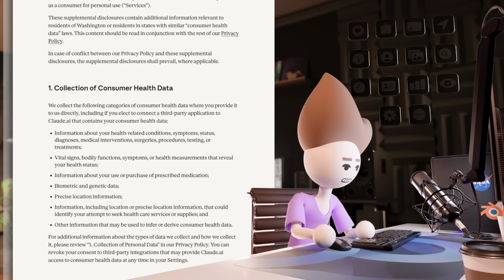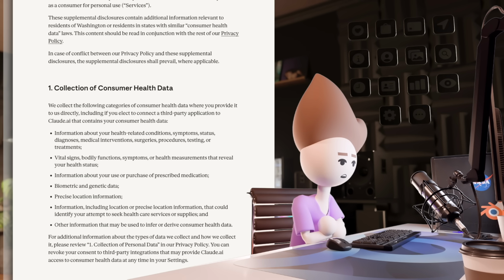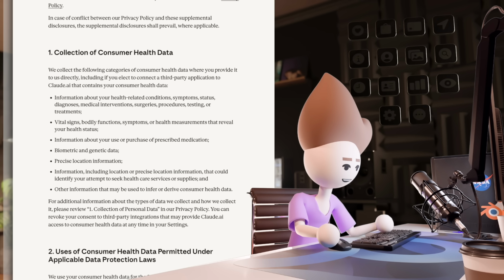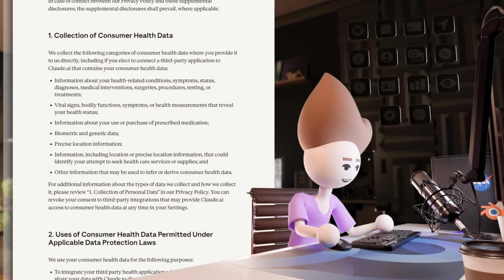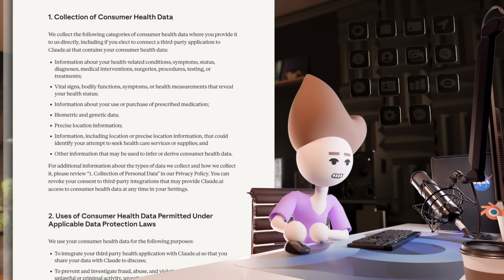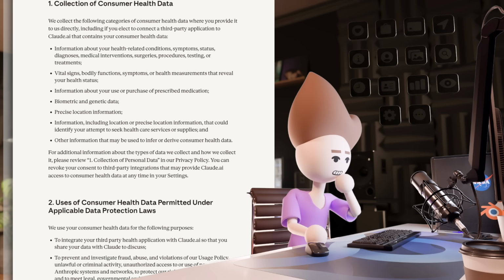Information about your health-related conditions, symptoms, status, diagnoses, medical interventions, surgeries, procedures, testing, and treatments. Vital signs, bodily functions, symptoms, or health measurements that reveal your health status. Information about your use or purchase of prescribed medication, biometric and genetic data, precise location information, information including location or precise location information that could identify your attempt to seek healthcare services or supplies, and other information that may be used to infer or derive consumer health data.